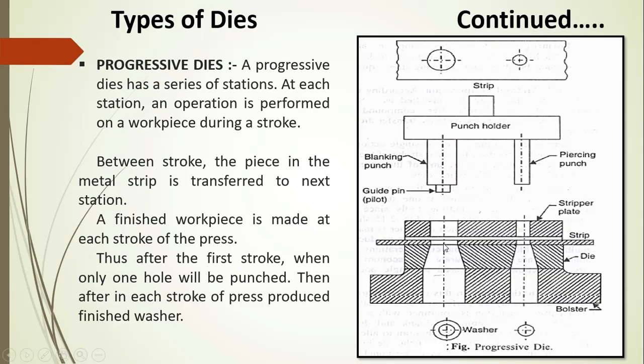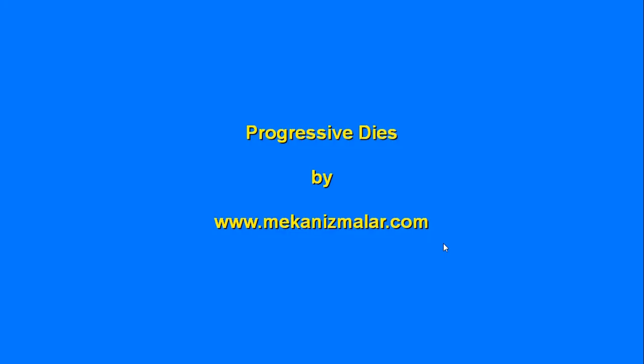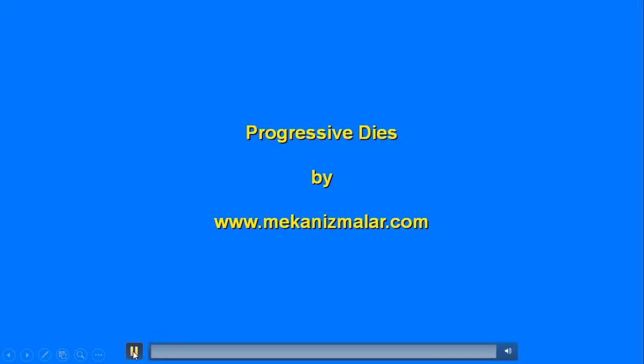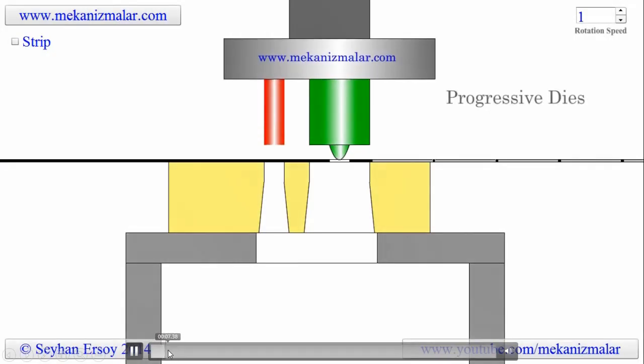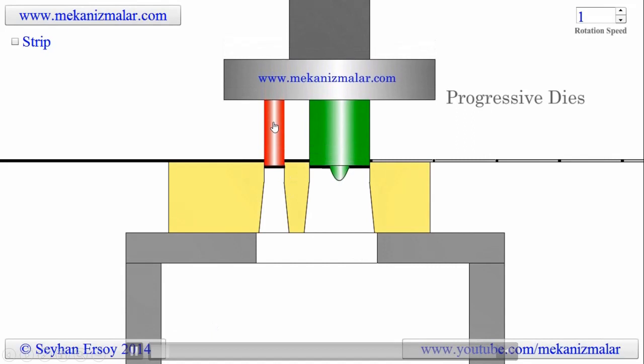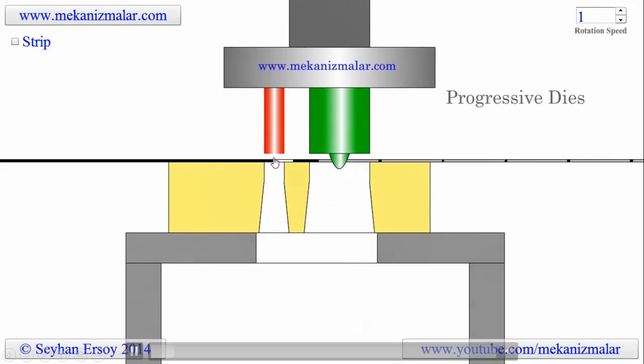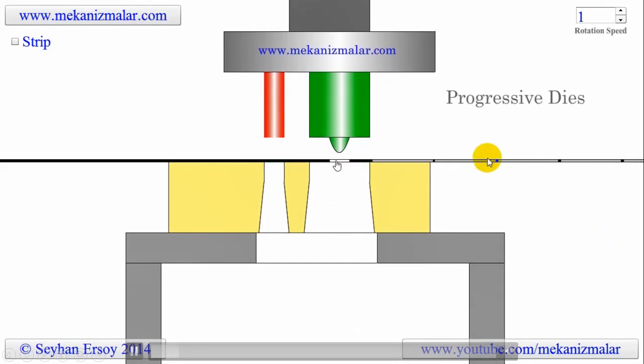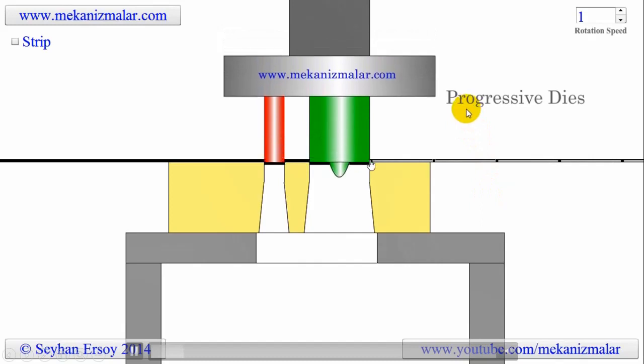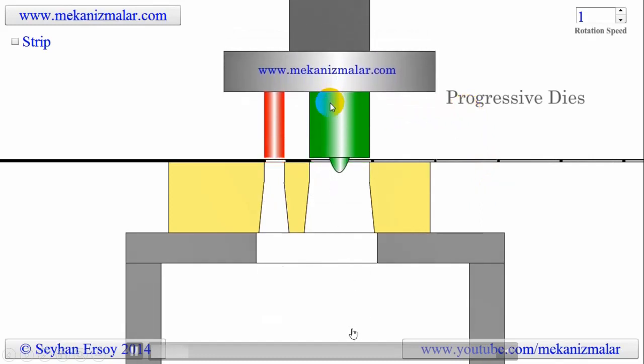Okay, if you observe the video, you will come to know in what manner that progressive die will be functioning. First, the punching operation will be performed, then this portion will come to this station, and then the cutting operation will be performed, and finally you will get the washer.